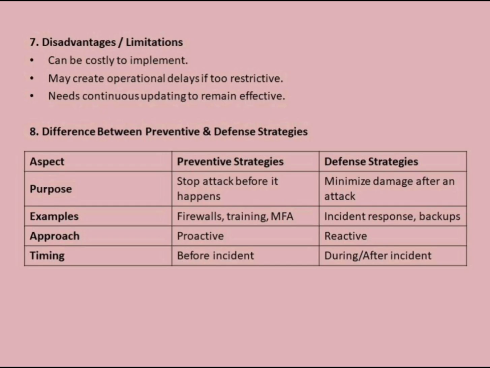Finally, preventive and defense strategies require continuous updating to remain effective. Cyber threats constantly evolve, and attackers develop new tactics, techniques, and procedures. Without regular updates, such as patching software, refreshing training programs, or tuning security tools, these strategies can become outdated, leaving vulnerabilities exposed. Example: a company might implement strong email filters to block phishing attempts, but if attackers start using new tactics, such as spear phishing or deepfake voice calls, the filters alone may not be enough, and employees need ongoing awareness training to stay vigilant.